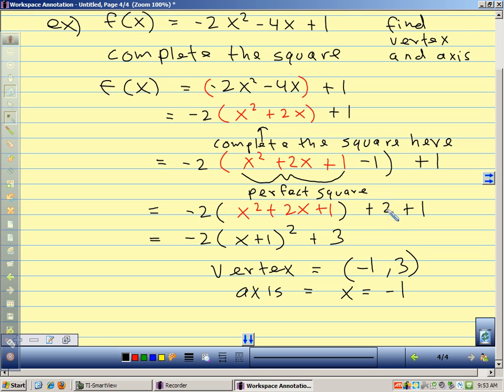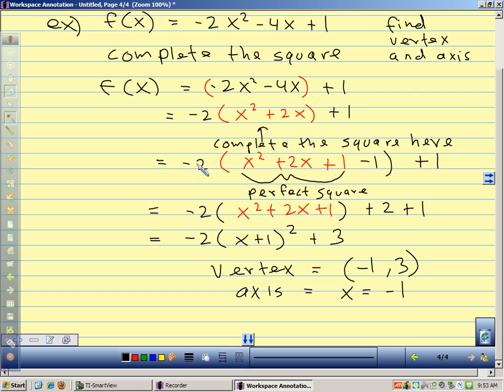So when I completed the square, I added 1. That's the b over 2 squared. I have to subtract 1 right away to make sure I don't change the value of my function. I only need this part that's in red to complete the square. So I have to deal with this negative 1.